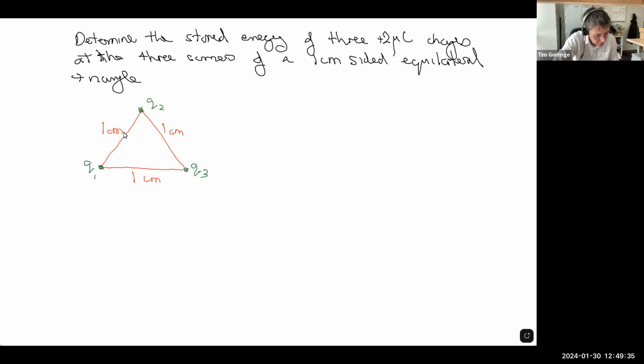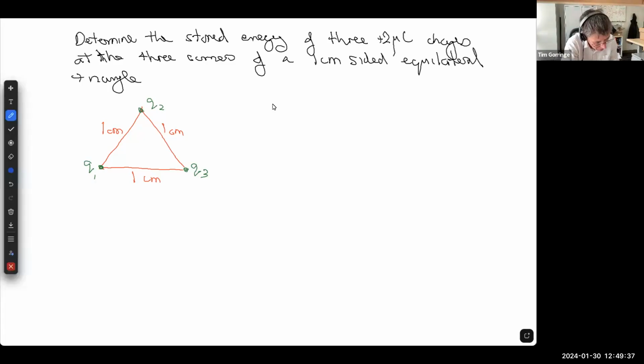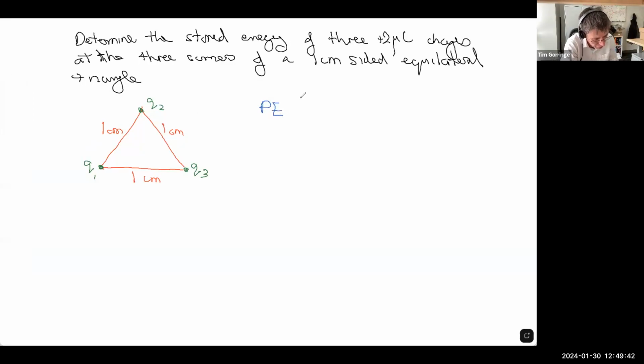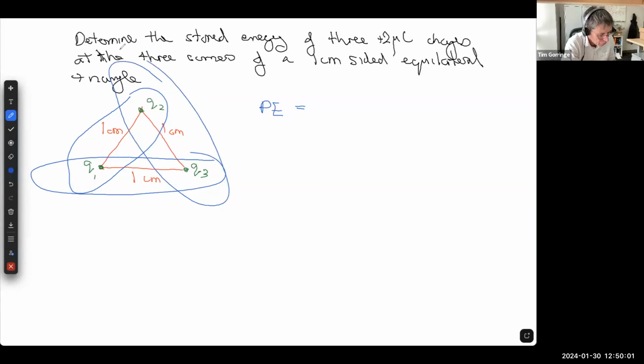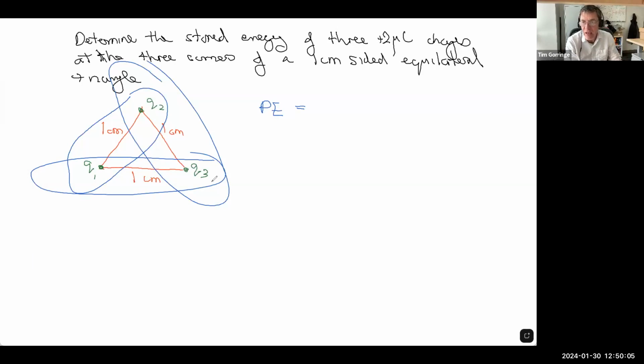Okay, so let's go ahead and implement this idea. The basic idea is that the potential energy of the entire arrangement of three charges is the sum of the potential energies of the various pairs of charges. So just to be clear, there's one pair here, Q1 and Q2. There's one pair here, Q1 and Q3, and then there's a final pair here, which is Q2 and Q3. We've got to add up the energy associated with each of those three pairs.